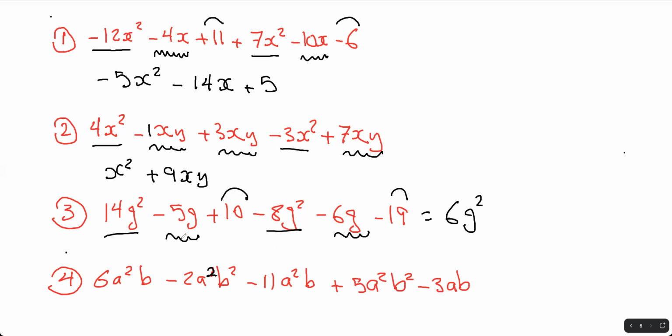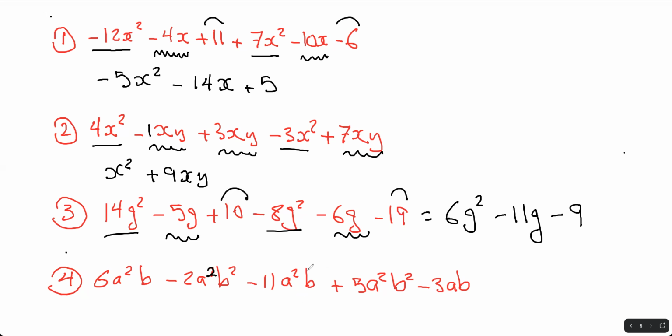Now -5g minus 6g, -5 minus 6 is -11g. 10 minus 19 is -9. And that's the answer for this. So again, it's 10, positive 10. You don't read the sign here. You go positive 10, and here, minus 19.